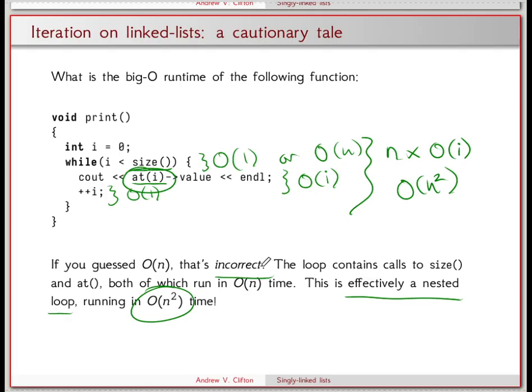Again, linked lists are not arrays. Don't treat them like arrays. The correct way to do this would be to get yourself a node pointer to the head, and then follow the nexts and print the node values using that method.